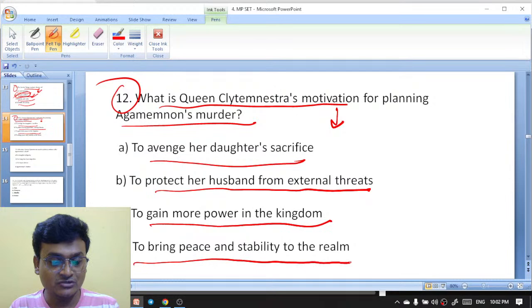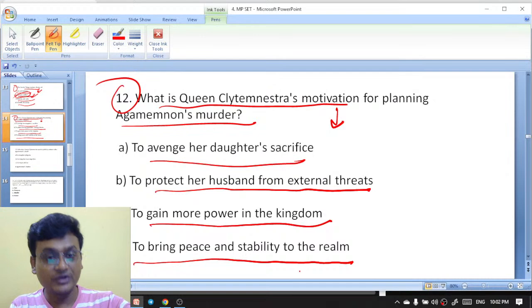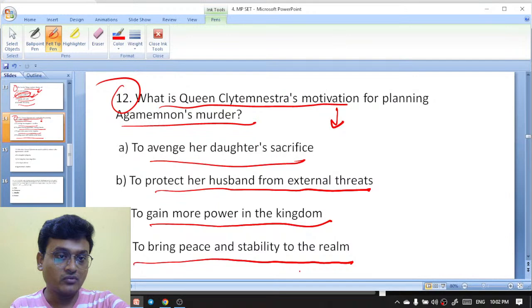Earlier I had discussed these questions. What is Queen Clytemnestra's motivation for planning Agamemnon's murder? Queen Clytemnestra is planning to murder her husband.